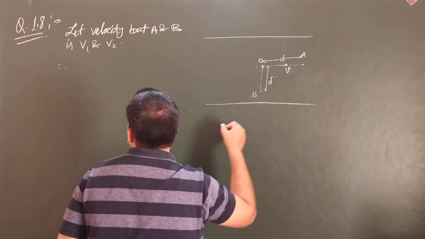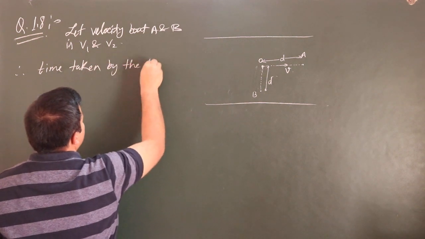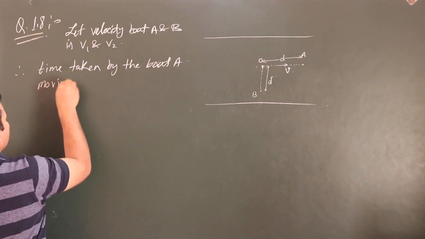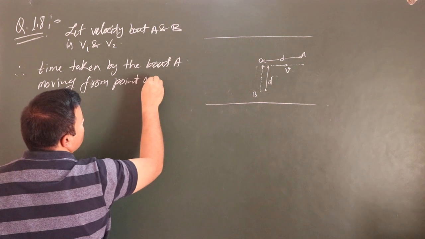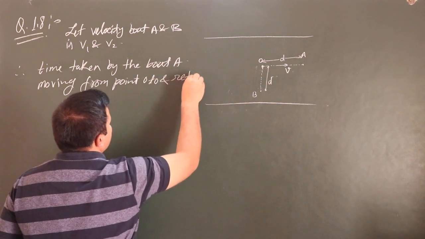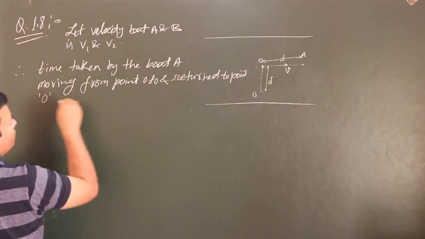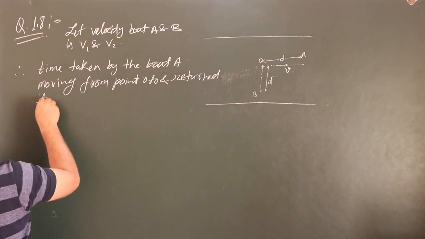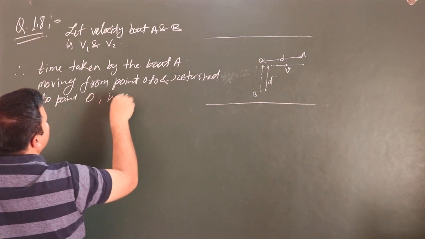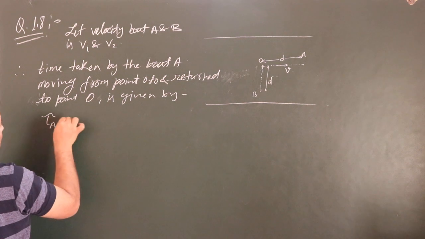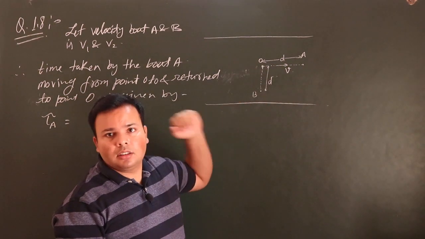Therefore, the time taken by the boat A moving from point O to A and returning to point O is given by tau A. Means time taken by the boat A moving from point O to A and return back to point O.